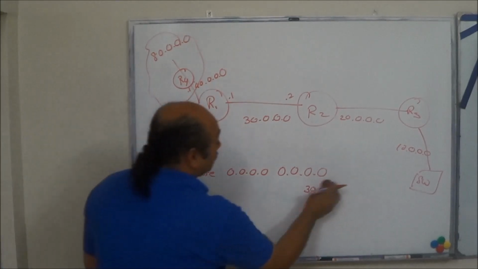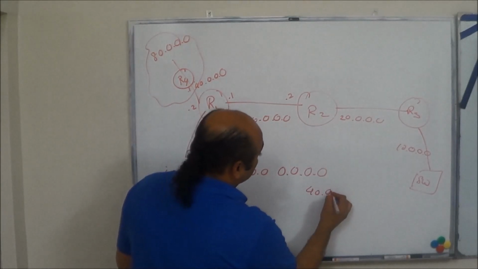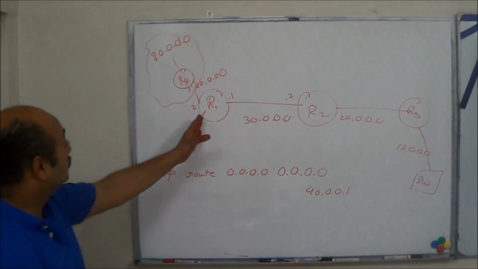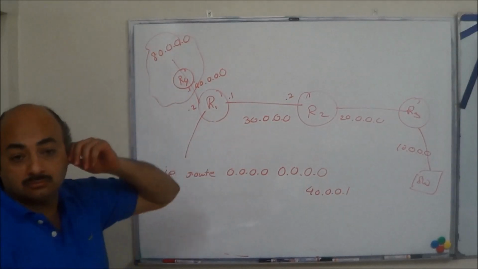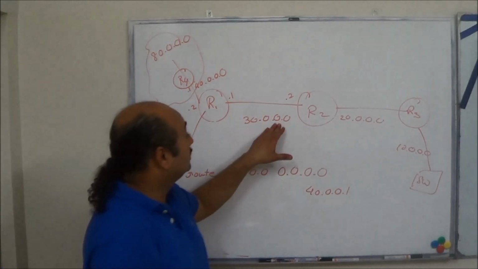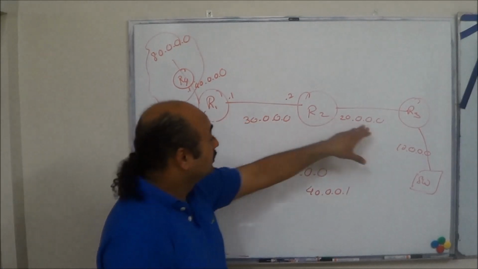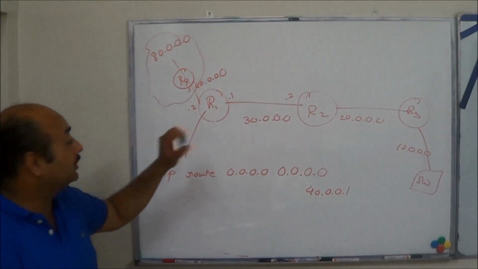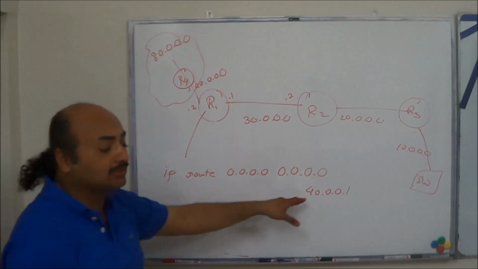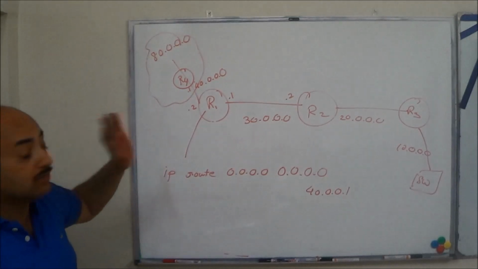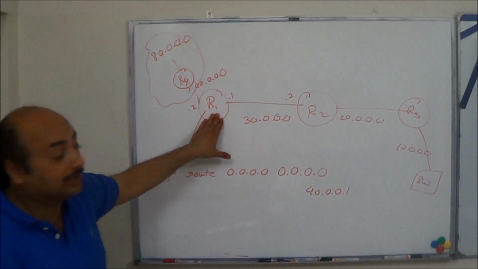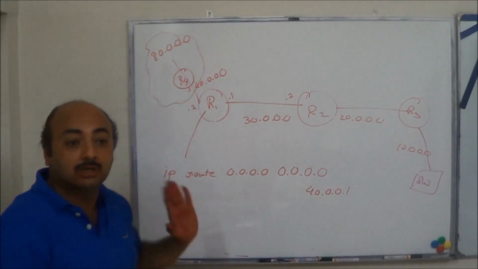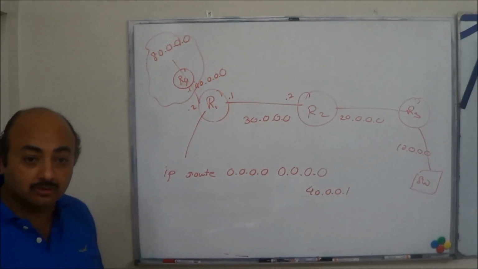So the default route is what? If you don't know anything, you send it to this side. Because here you are learning the 30 network using RIP, the 20 network is here, and the 10 network is here. But if you don't know anything, R1 is saying, using this, I will send it blindly to this side. So if a packet comes to R1 for the 80 network, using this default route, it will be able to send it. Correct or not?